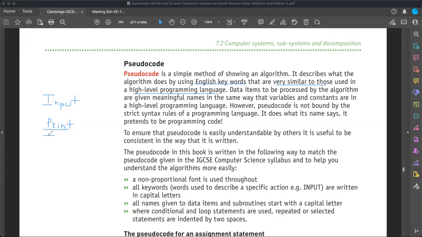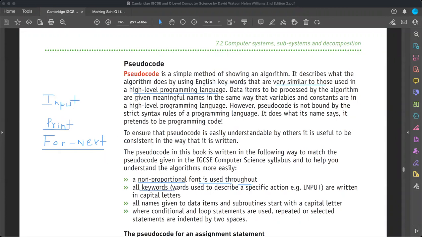As well as for next, it is a loop. For next, do you know what it is? Yes, it is a loop used in programming, so it is used in pseudocode. So these are the words. A non-proportional font is used throughout, like there's no specific font style. You can use any font.